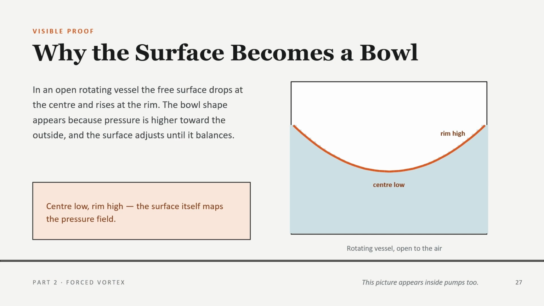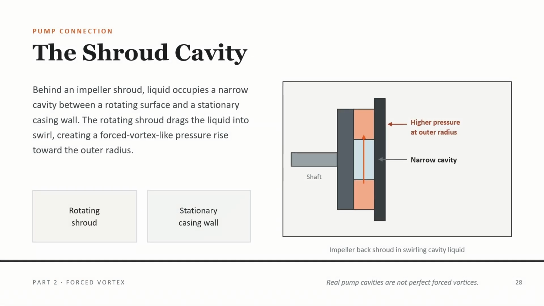Pump connection, the shroud cavity. Now take this idea inside a centrifugal pump. Behind an impeller shroud, there is often a narrow cavity between the rotating impeller and the stationary casing. The rotating shroud drags nearby liquid into swirl. The flow is not perfectly ideal, but it often has forced-vortex-like behavior.